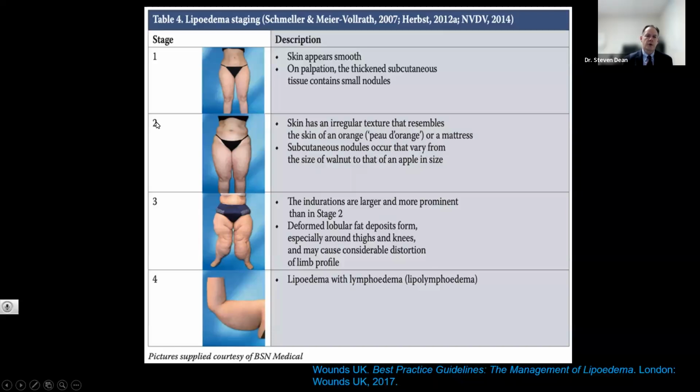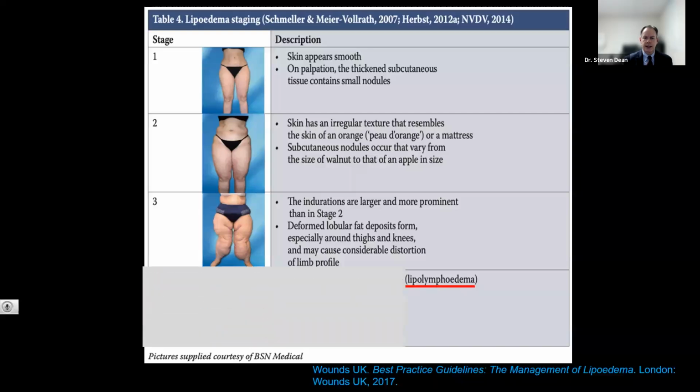Now, you will read or see in some lipedema articles that they talk about a stage 4 lipedema, which is actually, as seen here, lipedema with lymphedema, also known as lipo-lymphedema. I'm not a big fan of the stage 4. I still like to just stage 1, 2, and 3. And the reason why is as follows. Lymphedema can complicate stage 3 lipedema. Lymphedema can complicate stage 2 lipedema, and it can even rarely complicate stage 1 as well. So that's why I'm not a big fan of that stage 4 categorization of lipedema.